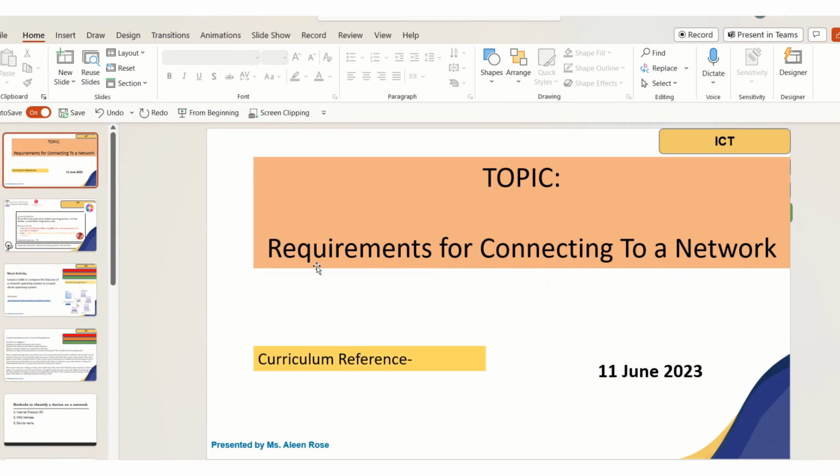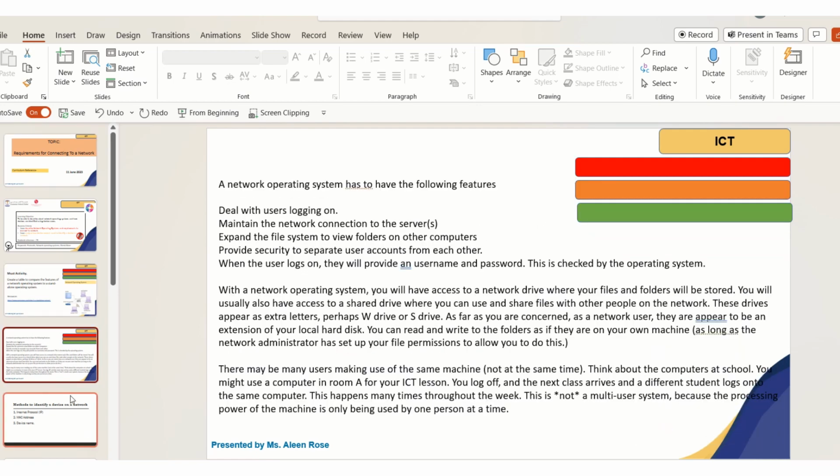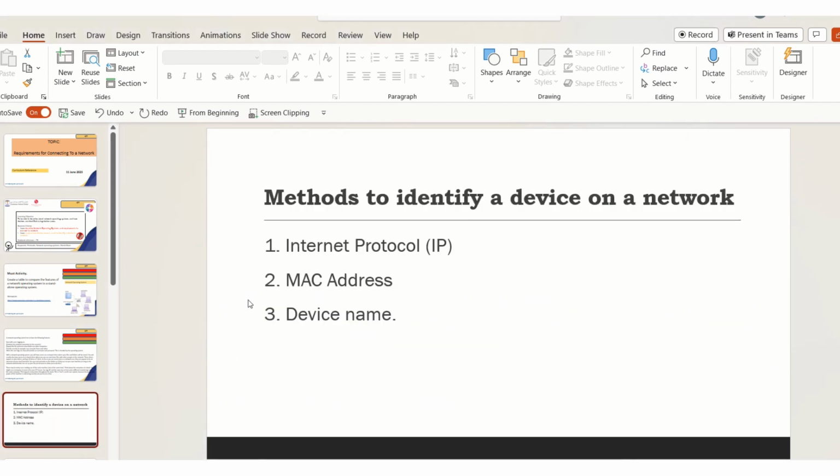Now, requirement for connecting to a network. Let's see. Connection to the network. There are three different ways to identify a device on network. One is Internet Protocol address or IP address. The second one is MAC address, and the third one is device name.